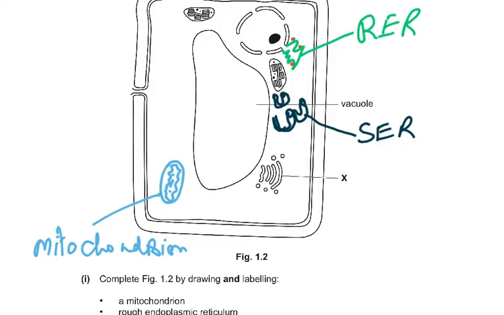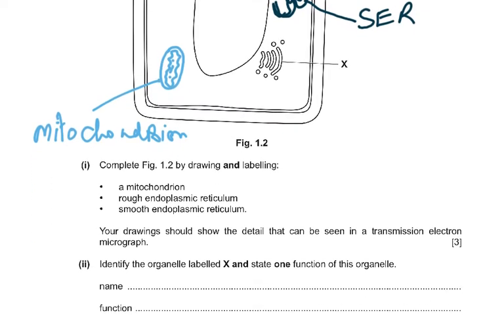Now, how would you get your 3 marks? Mitochondria with 2 membranes, at least 1 cristae. Rough endoplasmic reticulum with at least 1 cisterna, 2 lines close together and ribosomes attached on the outside. Smooth endoplasmic reticulum with at least 1 tube with no ribosomes. If you labeled it RER, SER, that was acceptable as a label. RER should have been attached to the nuclear membrane, and SER can be anywhere. It's not necessarily attached to the nuclear membrane.